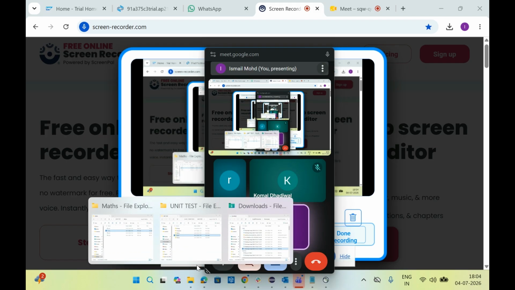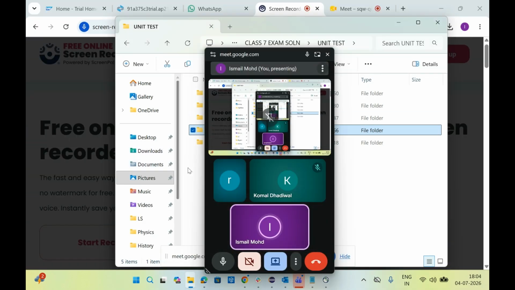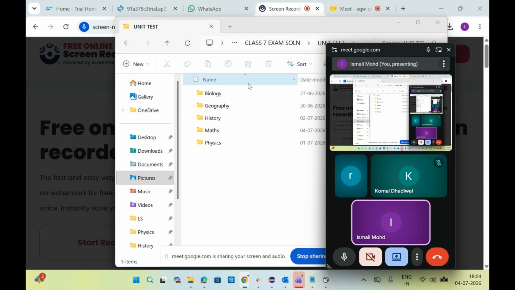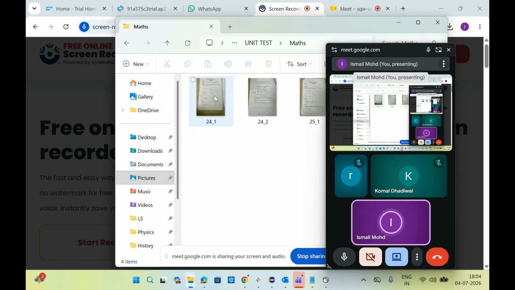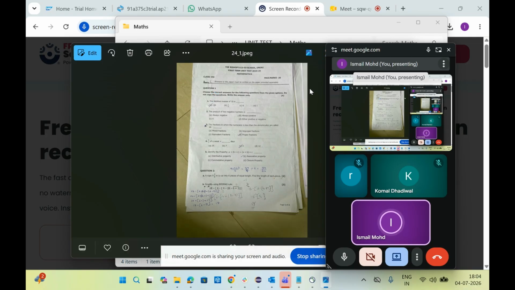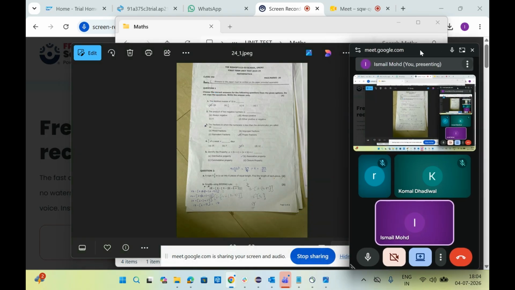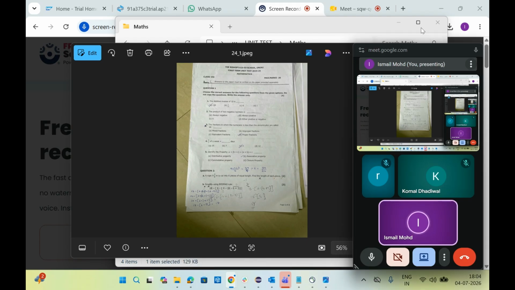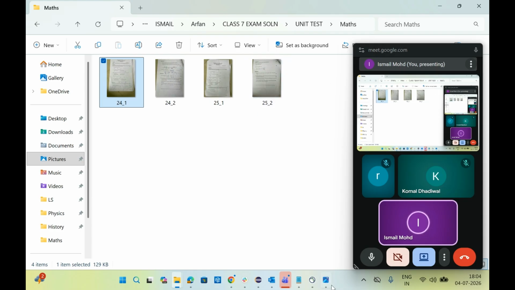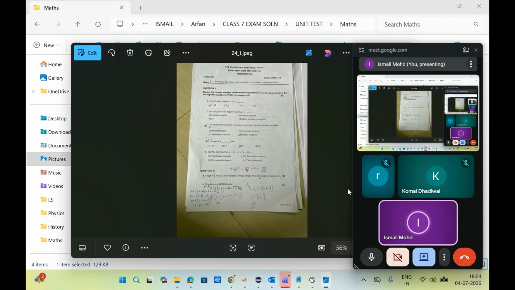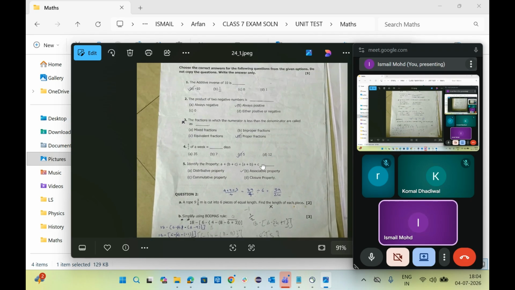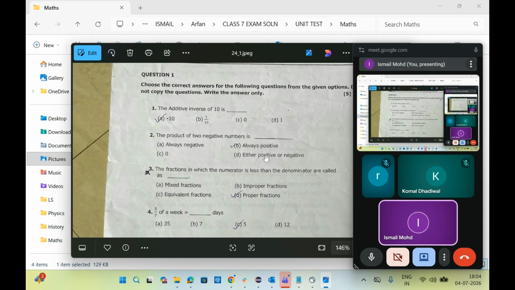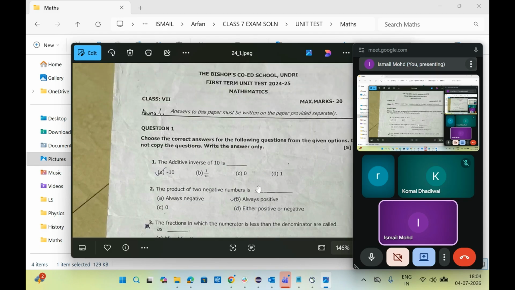So we go here, go to maths. Let's see the 24 paper first, and then we will see the 25 paper. And you can solve the revision worksheet. It's entirely based on the 24 and 25 papers. And if you still have any doubts, I will take that tomorrow. Is this clear? Yes or no? Yes, sir.